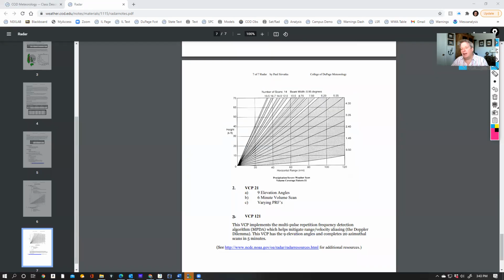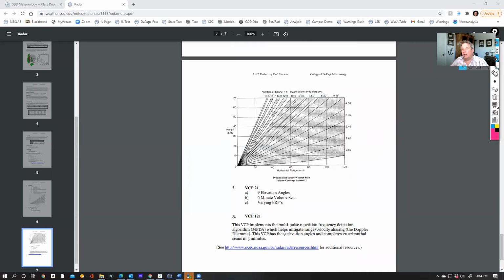But on this diagram, I'm going to show you something else. Here's the radar, there's the beam. Notice what it says over here, 0.5. It says 0.5, and that 0.5 says that's the elevation angle.